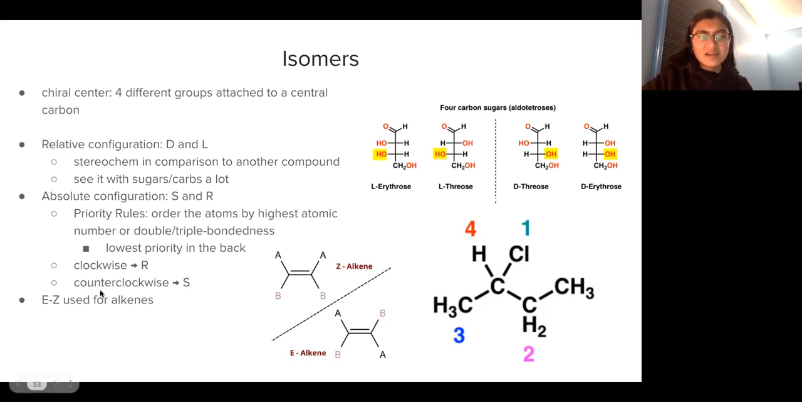And then you have your E and Z stereochemical configurations that are used for alkenes, and it has to do with whether these substituents are on the same or opposite sides. So Z is for same, Z kind of sounds like S. That's how I remembered it. So same side is Z, or E is opposite sides.